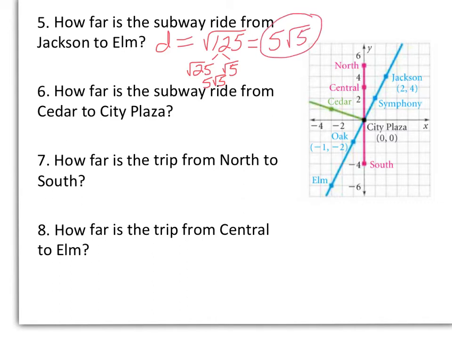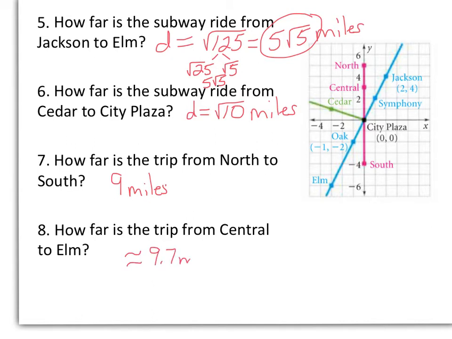In number 6, you will get that distance equals the square root of 10, which you cannot simplify. In 7, to go from north to south, you can actually just count the squares or take the absolute value of their differences. And actually, I should put miles in all these. In number 7, you will get 9 miles. And then in 8, to calculate how far is from Central to Elm, you will get a total of about 9.7 miles. So if you want to try those on your own and then check your answers.